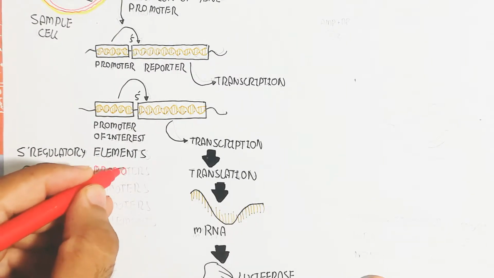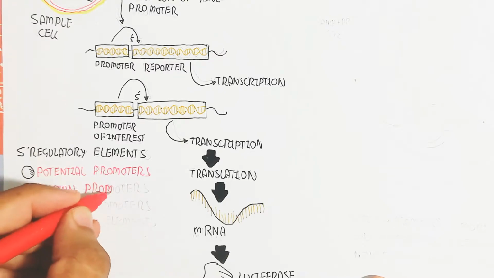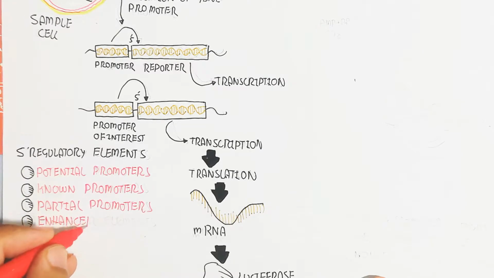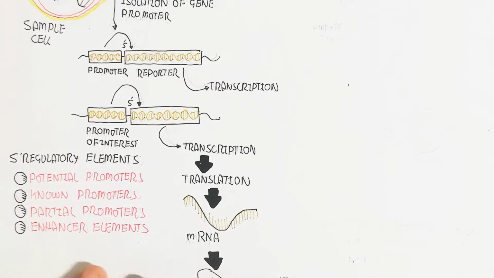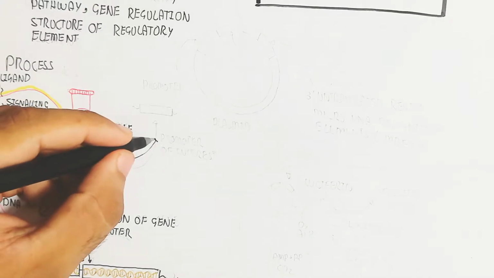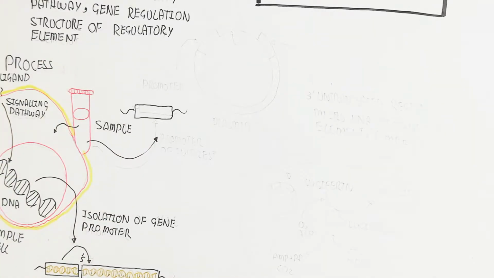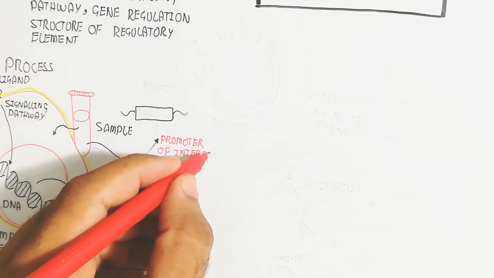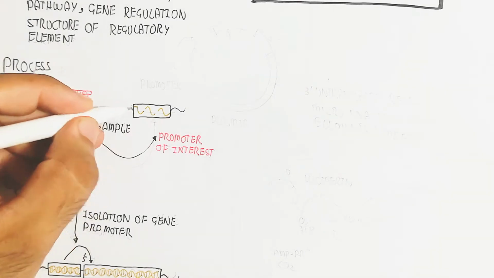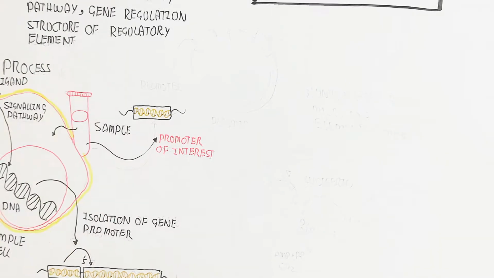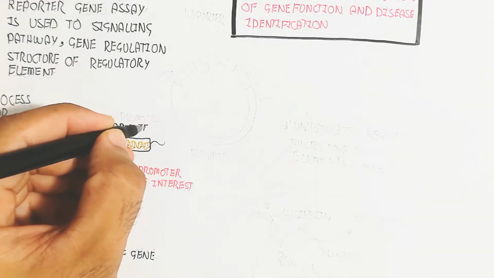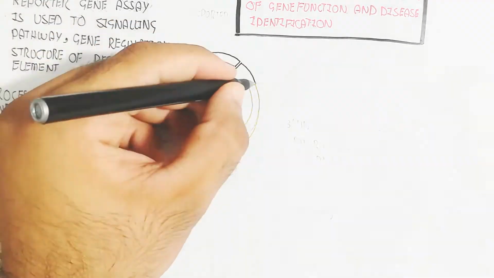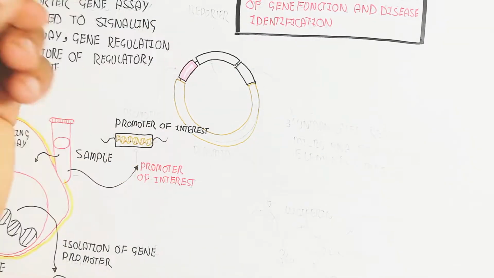In this way, the 5' regulatory elements can be potential promoters, known promoters, partial promoters, and enhancer elements. So let's begin to understand the preparation of the plasmid, which is a recombinant plasmid. After taking the promoter of interest, which is obtained by PCR amplification from the patient gene, it is inserted in the plasmid, as well as the reporter, which can be a luciferase producing gene.